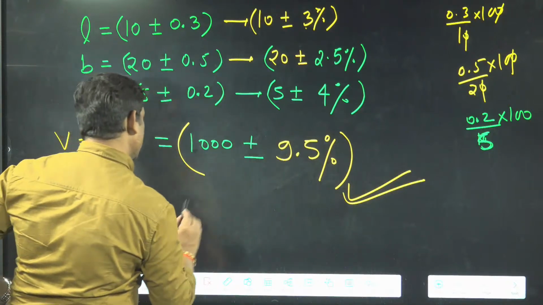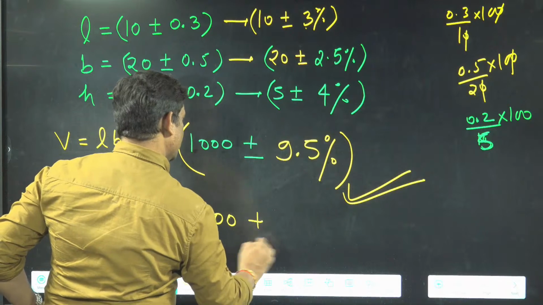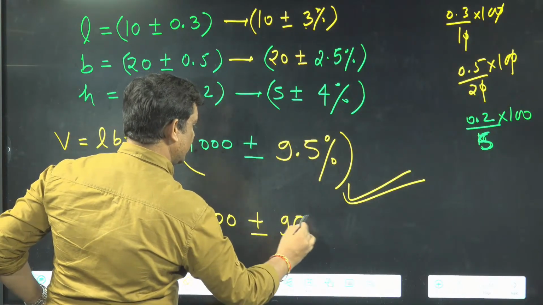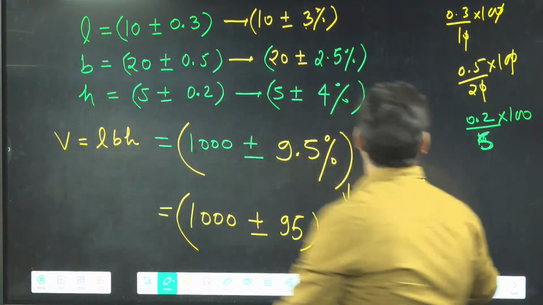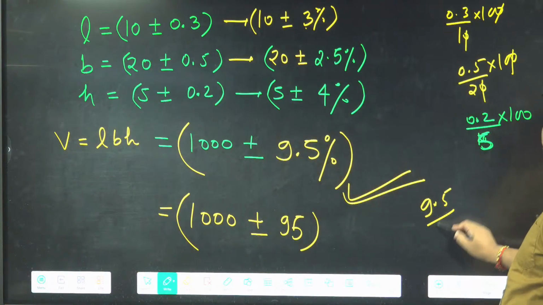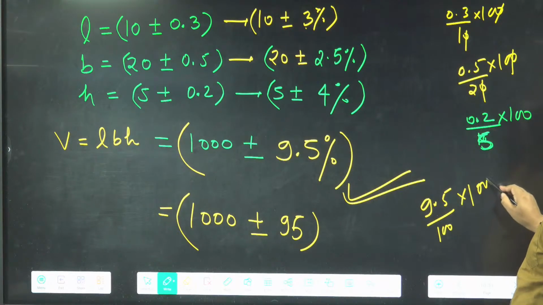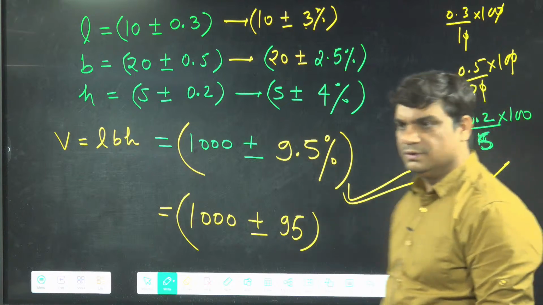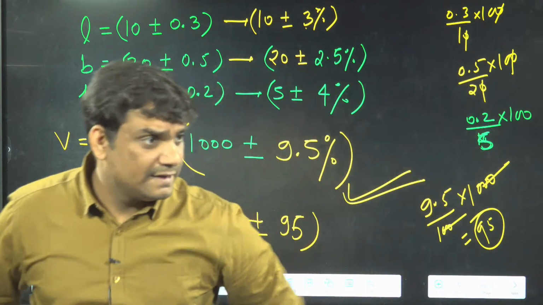In terms of absolute, we can say this is 1000 plus minus 95. You can solve it also: 9.5%, so 9.5 by 100 into 1000, the 20s cancel, so this is 95. Okay? Yes?